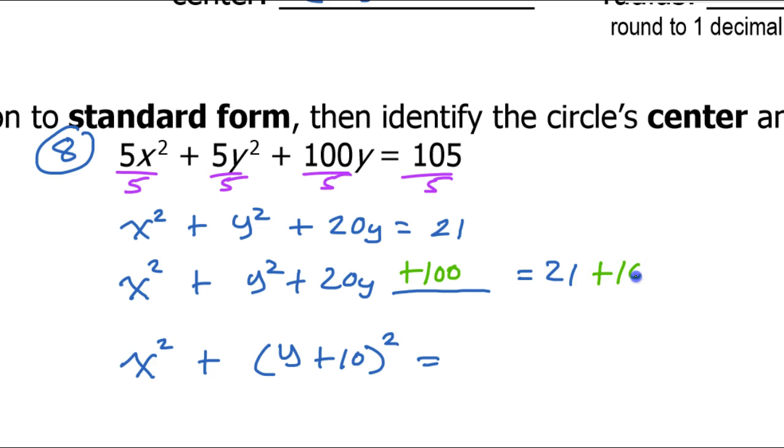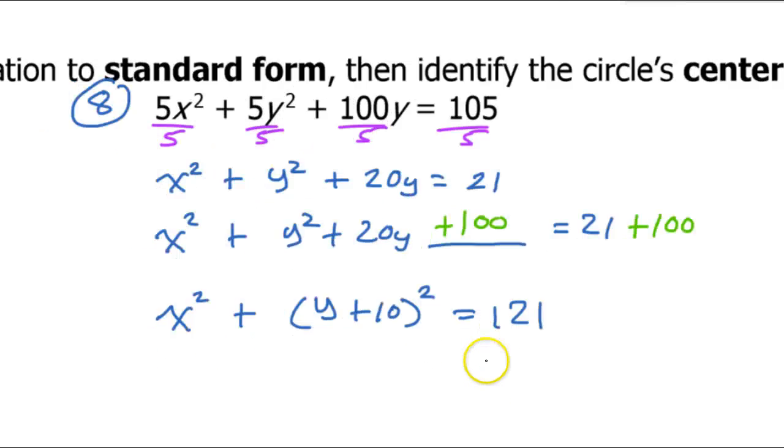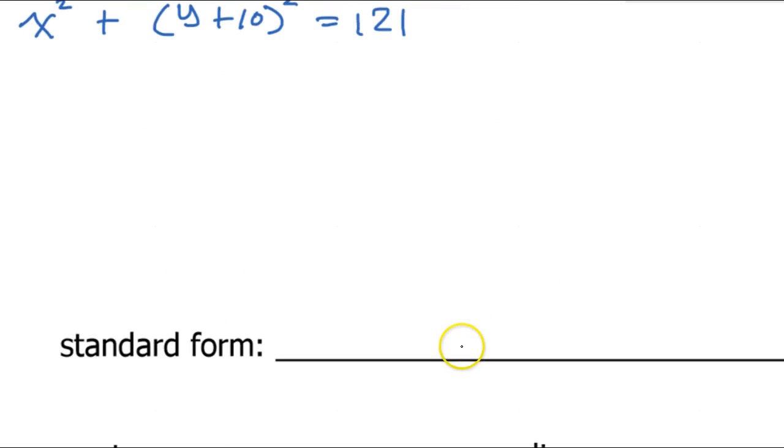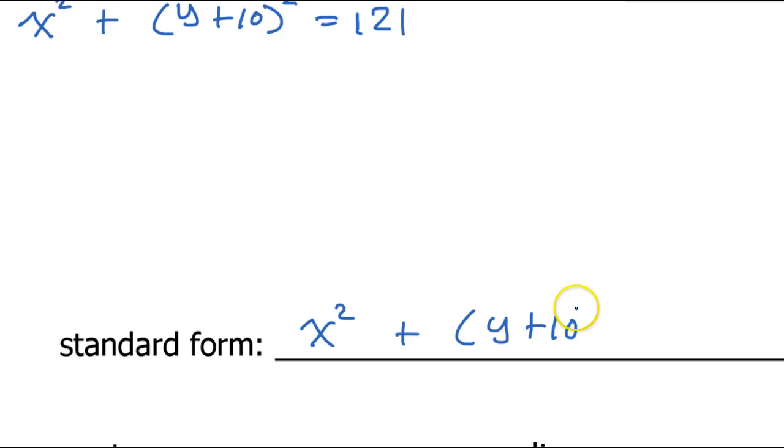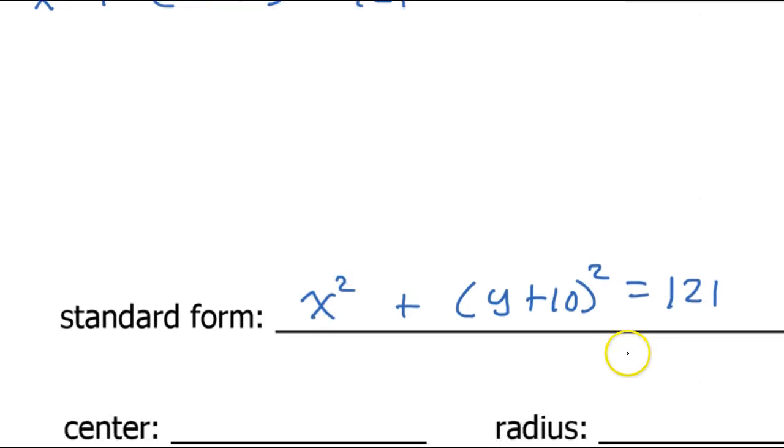And please don't forget to put it on both sides. So that's going to equal 121. So that is my standard form equation, which they want me to write down here. So here I go, x squared plus y plus 10 squared is equal to 121.